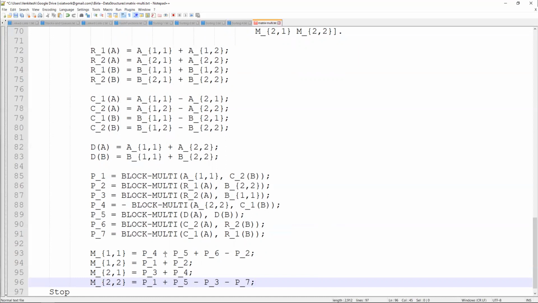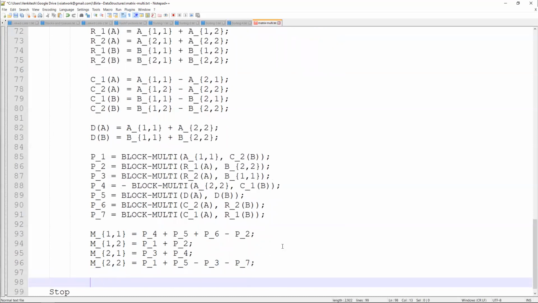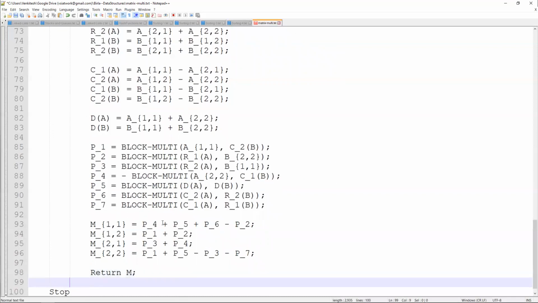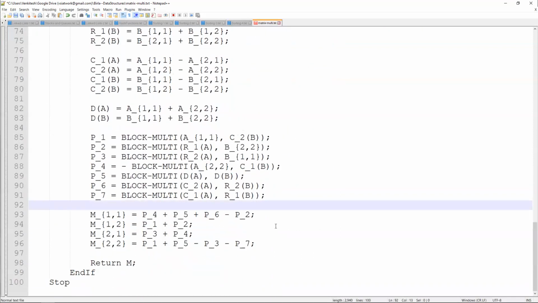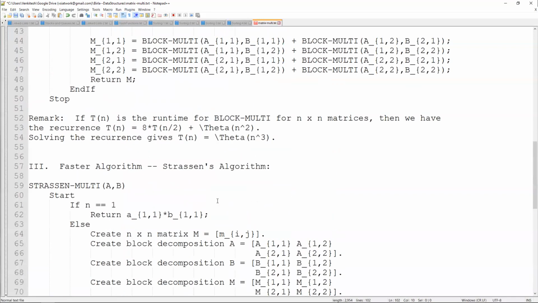Okay. Now these are again additions and subtractions, so these can be done in theta n square time. Therefore, now we are done with the whole matrix M, right? So now we just have to return M. That's all. And then we'll just end the if that we have. All right. So this is Strassen's algorithm that we just saw. Okay. And now, what is the remark on the runtime? Now there are only 7 block multis used, right?